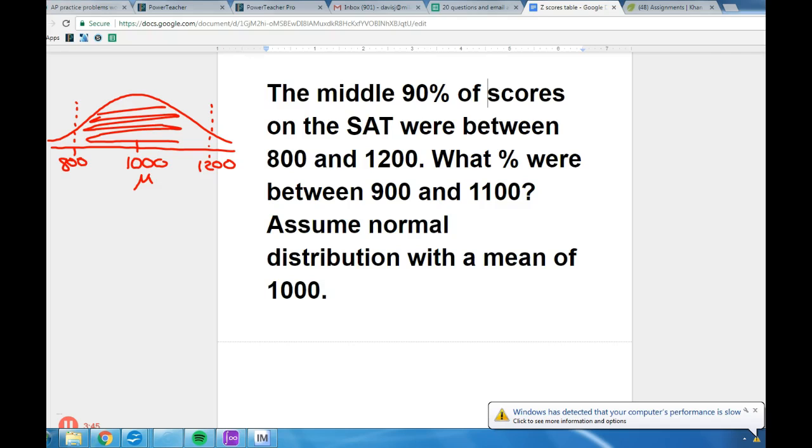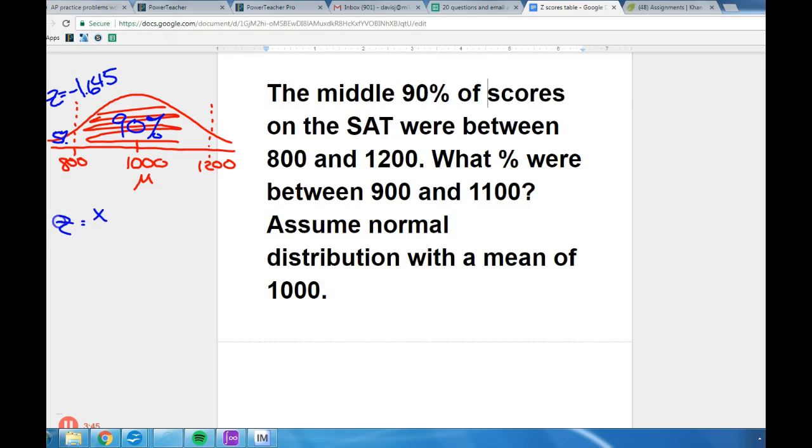So let me show you how to find the standard deviation for the first one. 90% of your data is in there. So what percent is in this bottom left-hand side here? 5%, right? So if I look up 0.05 in that z-table, I can find the z-score that matches up with 5% of the data below. I think it's negative 1.645. So that's the z-score that matches up with 800.